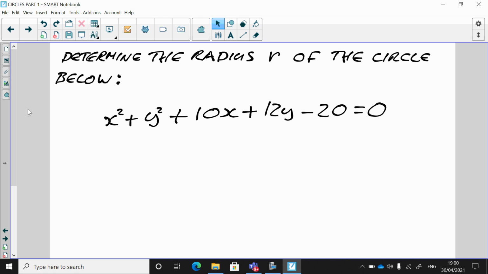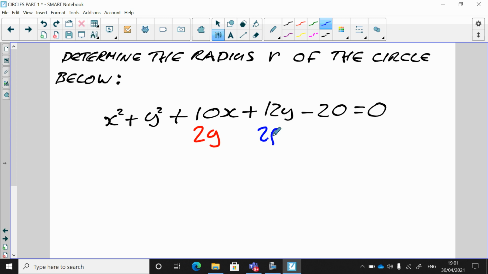Here, go and get the radius of this circle below. Right, so we're looking at the 10x and the 12y. And because we're looking at radius, we need that negative 20. Because what we've got here, whatever's in front of x is 2g, and whatever is in front of y is 2f. And the number on its own, that's just c.